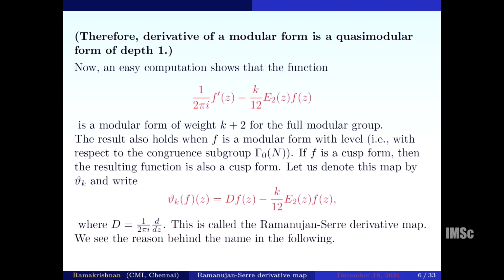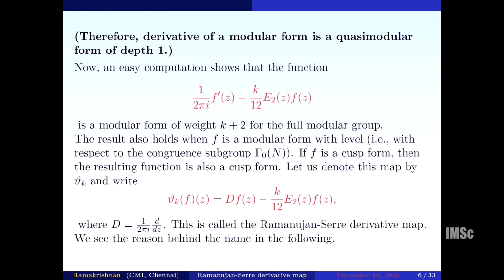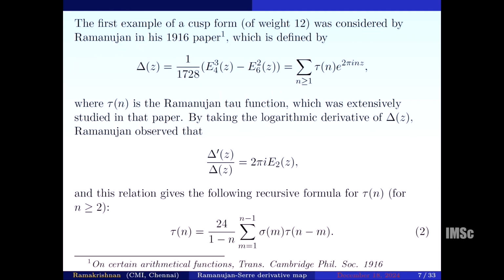And if f is a cusp form, the resulting form is a cusp form. So, we denote this map by theta k, which is Df, where D is the derivative including the 2 pi factor, minus k by 12 E2 f. In the literature this is called the Ramanujan-Serre derivative map. The reason is that Ramanujan first considered this for the Ramanujan delta function. Later on, Serre generalized it for any weight k. Therefore, this is called the Ramanujan-Serre derivative map.